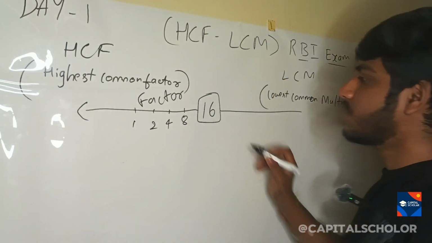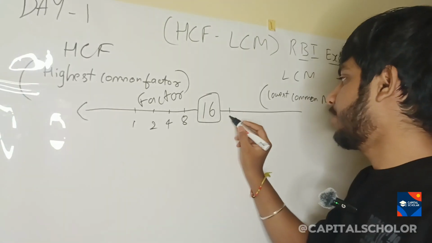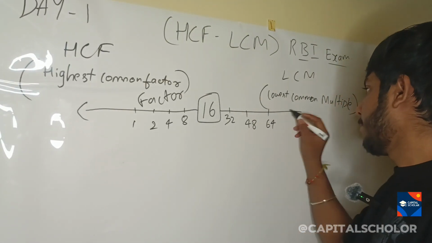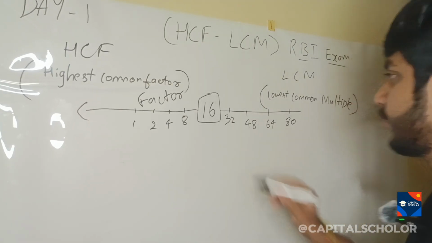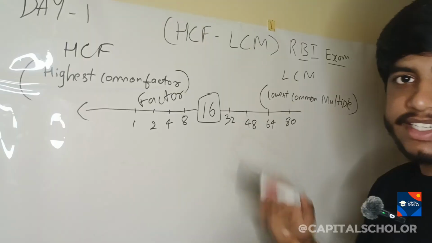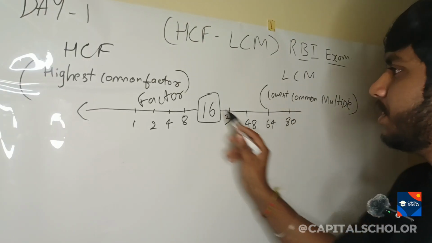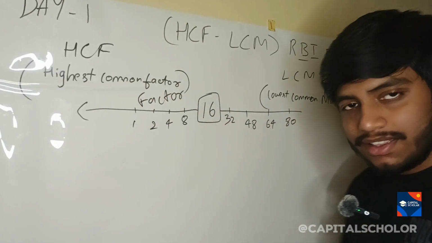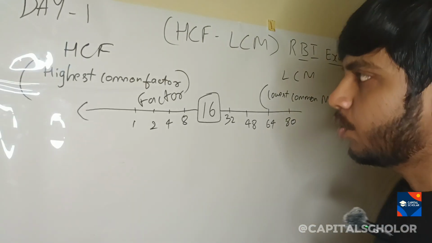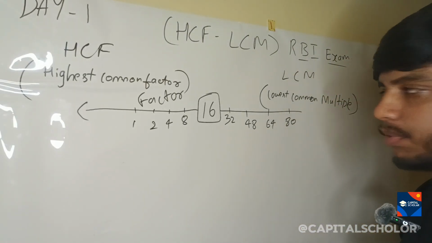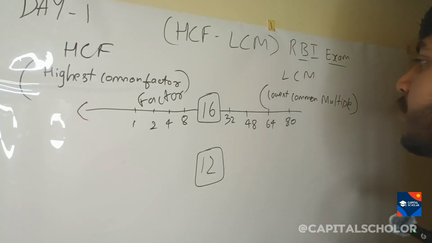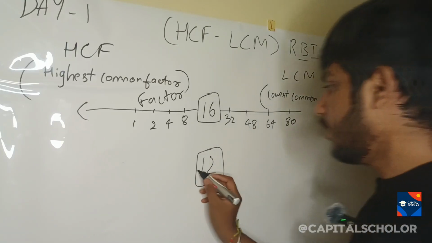And what will be the multiples of 16? 32, 48, 64, 80. These are the multiples of 16. These are the lowest common multiple and these are the HCF. Without another number, we can't find the HCF or LCM of any number. So let us take another number, which is 12.